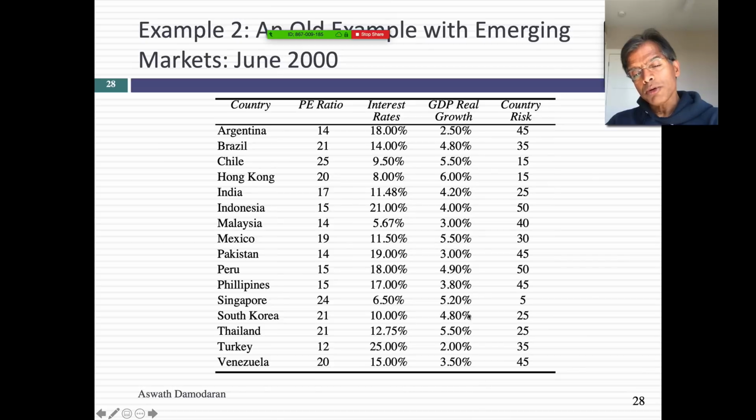As growth goes up, what should happen to P/E? Well, it should go up as well. And as risk goes up, P/E ratio should go down. So keep that in mind, because I'm going to put out a buy recommendation. This is June of 2000 on Turkish stocks. They look really cheap, 12 times earnings.